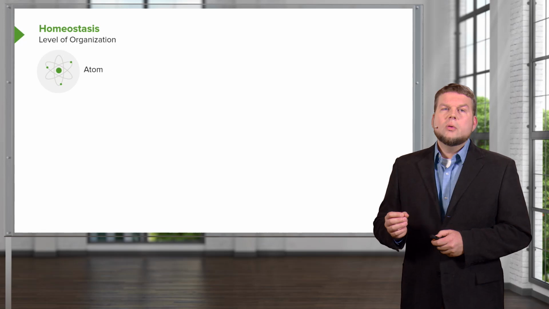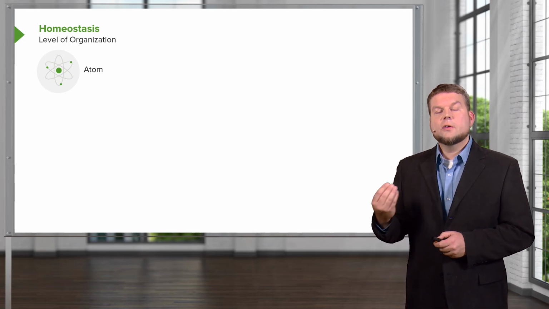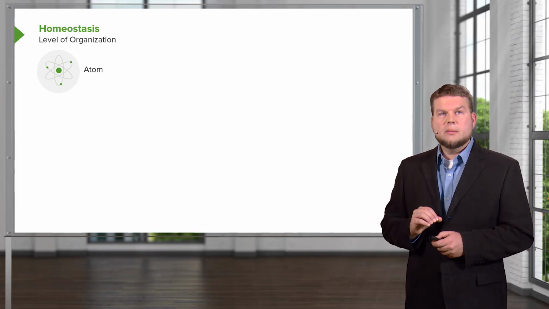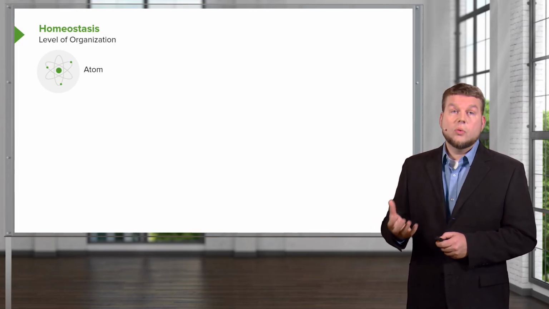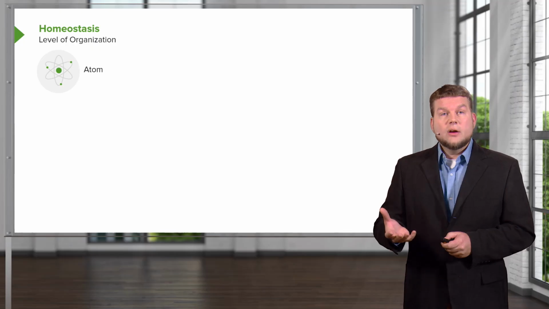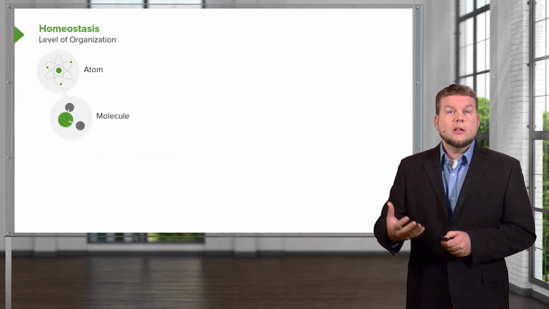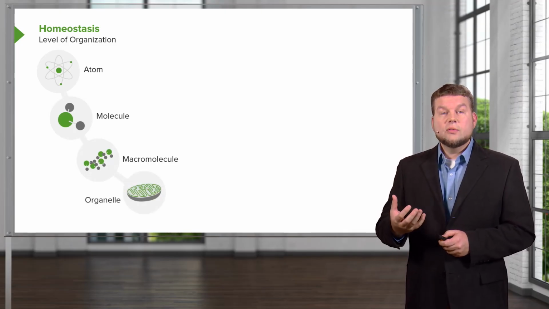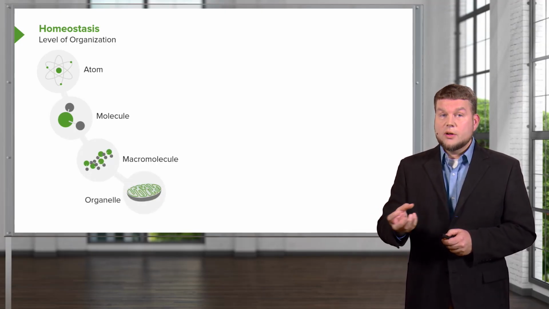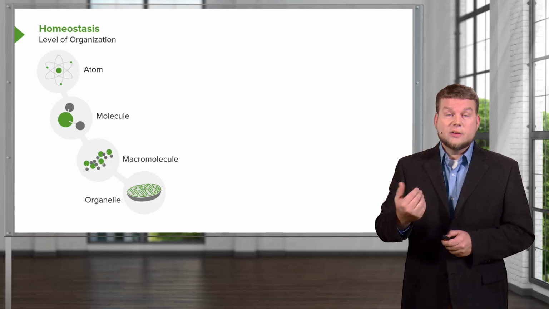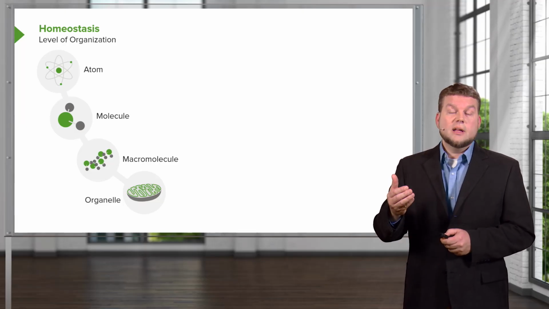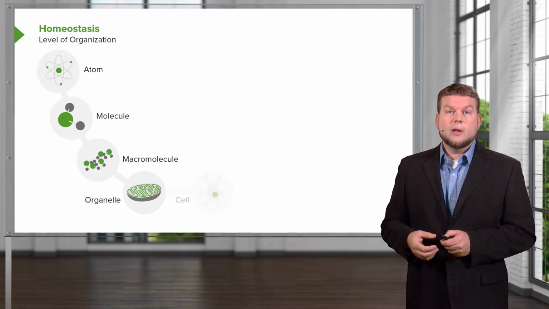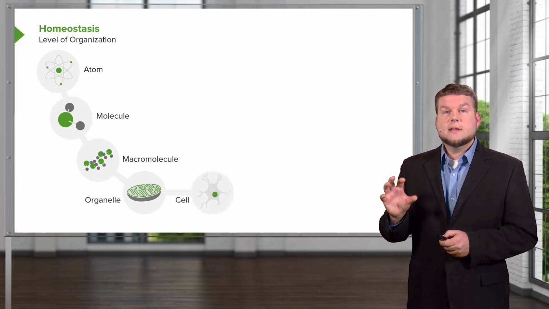The other thing about homeostasis that we need to have a firm grasp on is at what level are we talking about? And this level is a level of organization. So there are atoms and these form molecules, which then form larger molecules and then finally form various cellular components like mitochondria in this case. It could be other local types of cellular organelles as well. And then finally we have the cell.